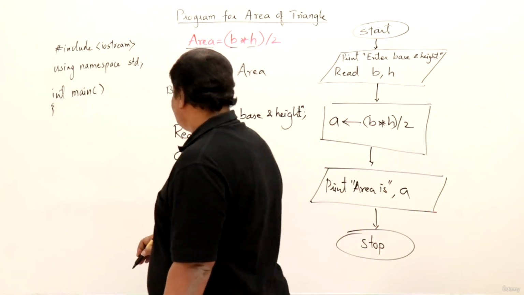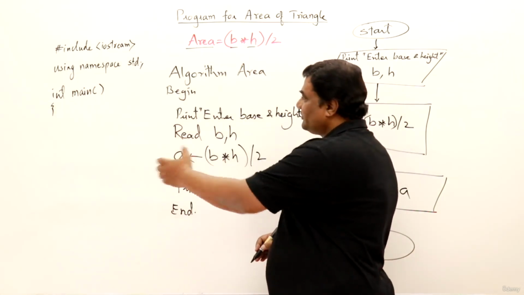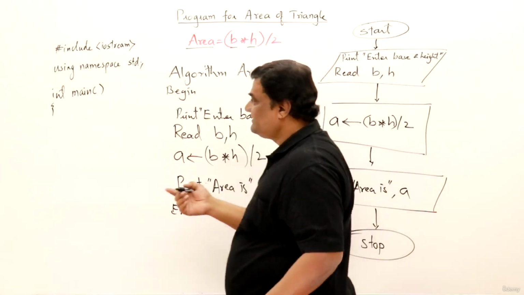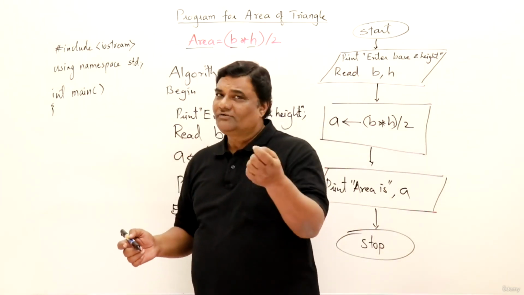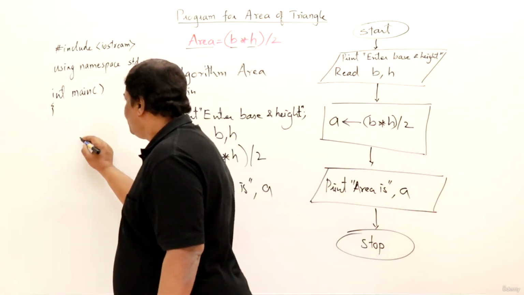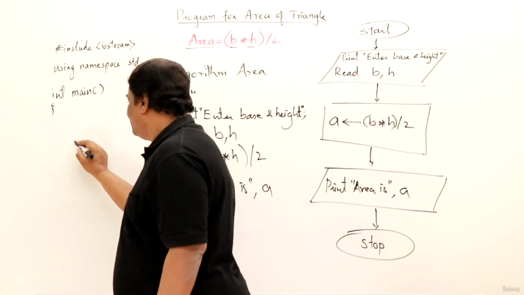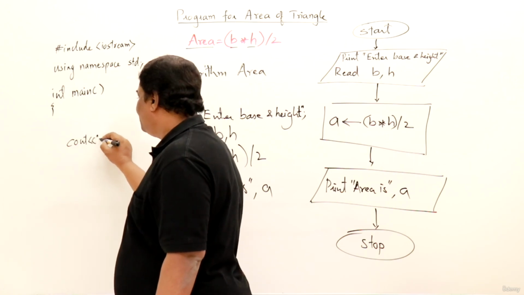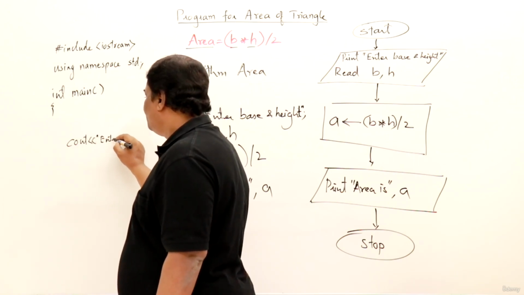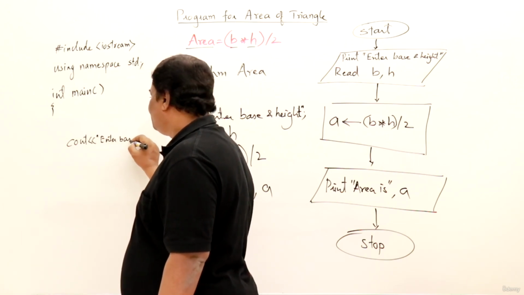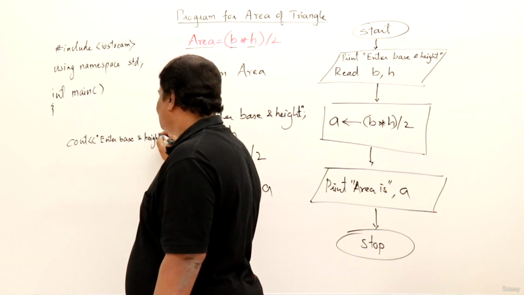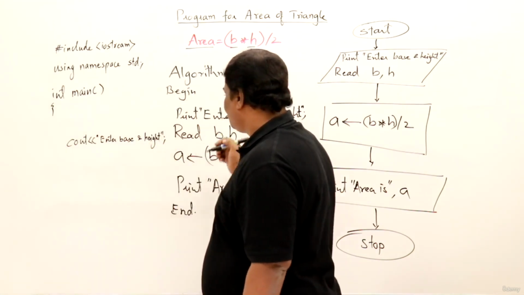Now let us convert this algorithm to a program. Inside the algorithm, very first thing is enter base and height. So it is print. So how to write print? We use cout. Since I have already used the namespace, I can directly say cout, enter base and height. This will give a message on the screen, right? Enter base and height will appear on the screen.